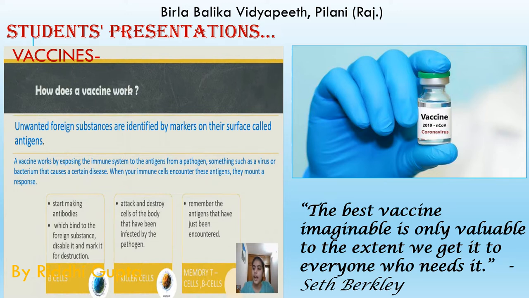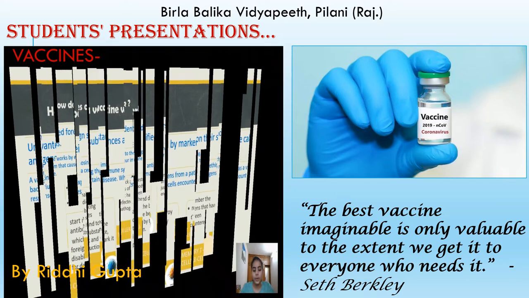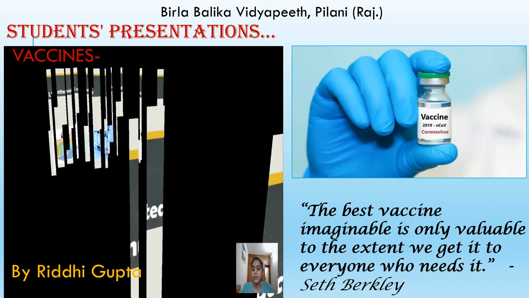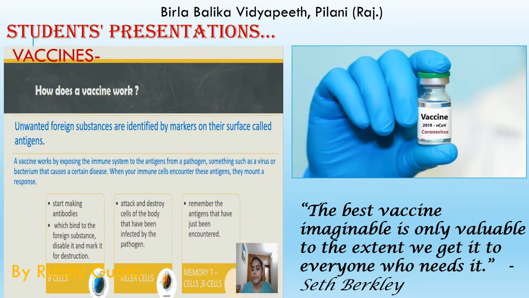How do vaccines work? Our immune system fights diseases by distinguishing between things that belong to our body and things that don't, destroying the latter. Unwanted foreign substances are identified by markers on their surface called antigens. A vaccine works by exposing the immune system to the antigens from a pathogen, something such as a virus or bacterium that causes a certain disease. When our immune cells encounter these antigens, they mount a response.